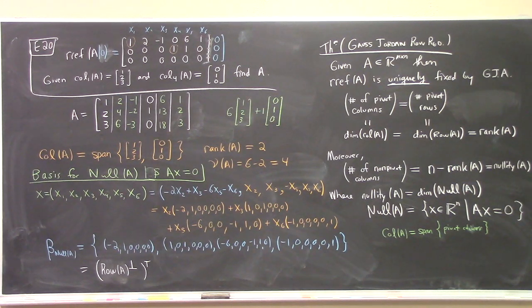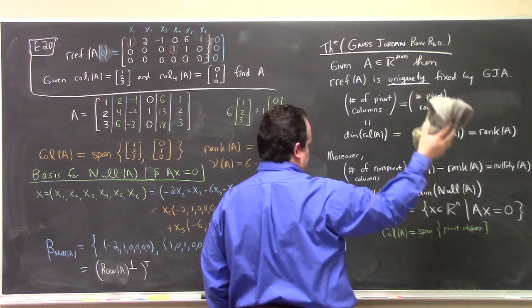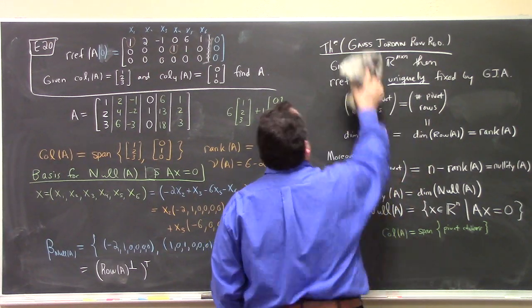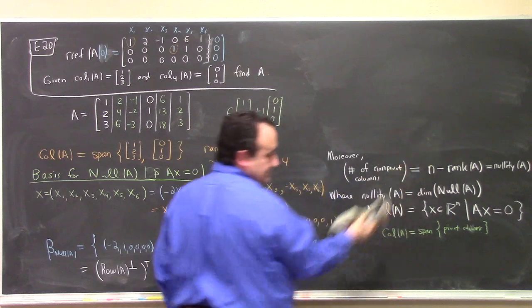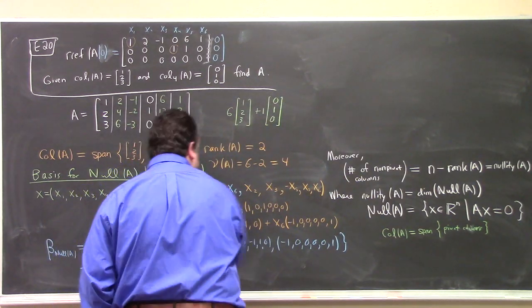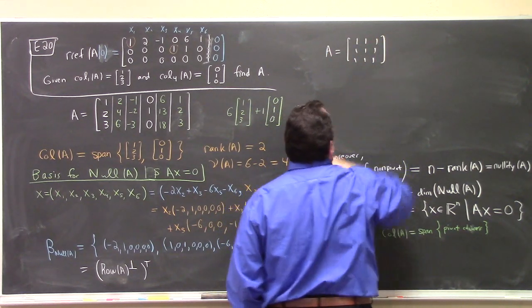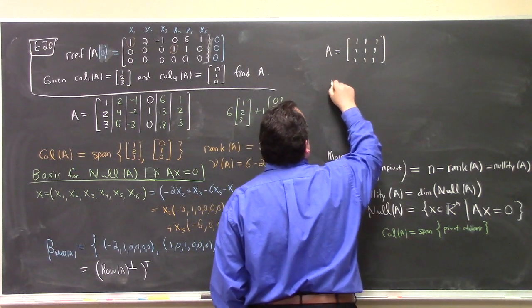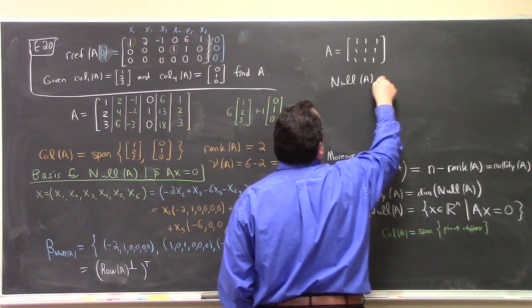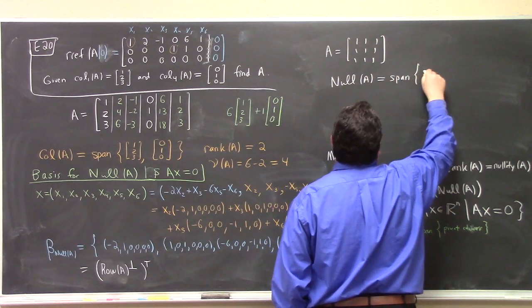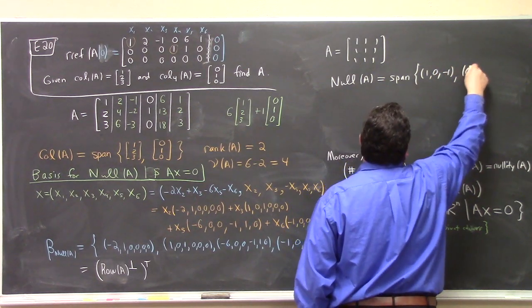This is also a useful guide. You don't have to go through this calculation. If your matrix is small enough, you can just write down the null space by looking for vectors which are perpendicular to all your rows. For example, if I had a matrix A of all 1s, the null space of A is the span of 1, 0, minus 1, and 0, 1, minus 1.